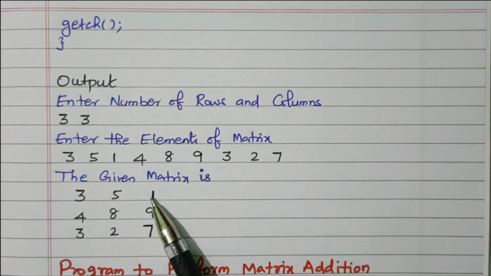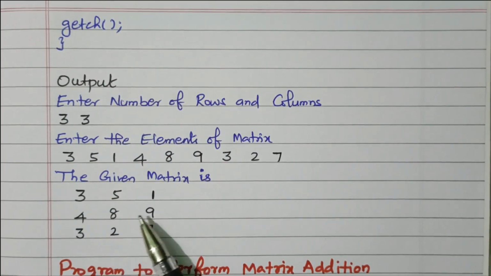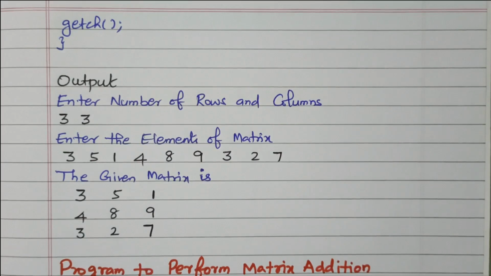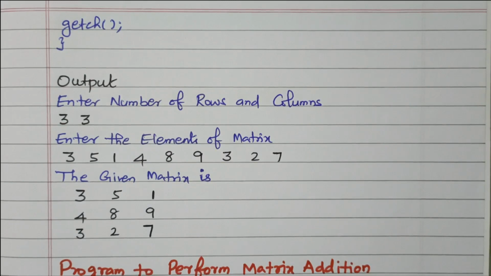0,0, 0,1, 0,2. 1,0, 1,1, 1,2. 2,0, 2,1, 2,2. Right. So this is the program to display the matrix. In this program, we discussed how to get the matrix from the user and how to display it, what the arrangement of a matrix is, how the elements are stored in a matrix, and the row index and column index we analyzed.